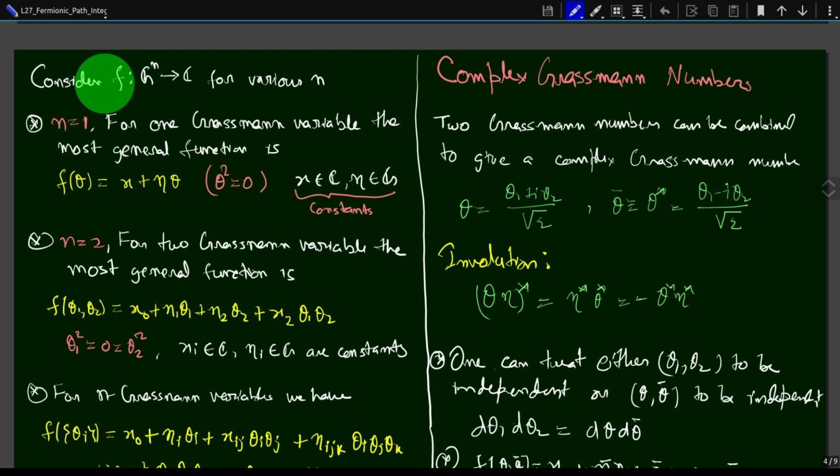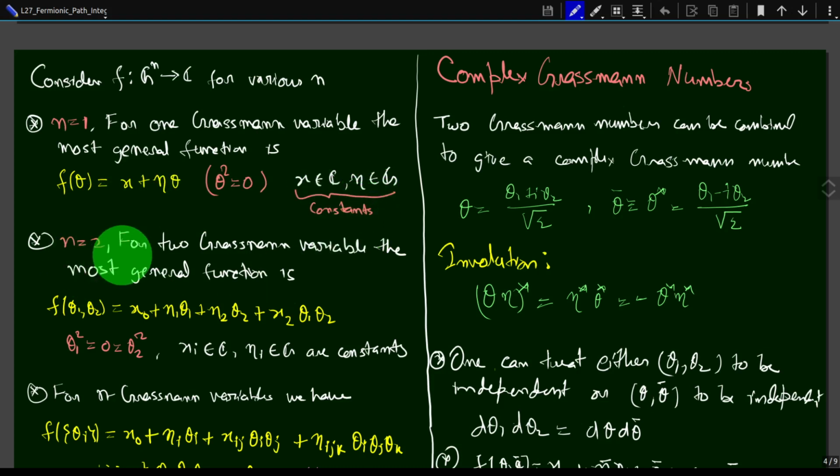Okay, so let's consider a function of multiple variables. f is a map from G to the power n to a complex number. For n equal to 1 Grassmann number we already discussed. So f of theta is x plus eta theta, theta square is 0, so it's done. So these x and eta are constants.